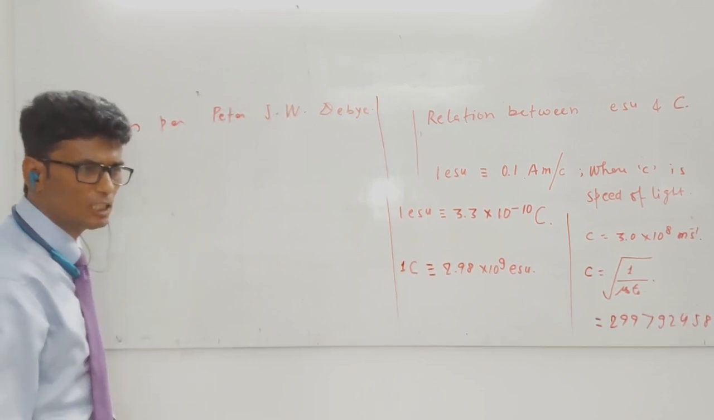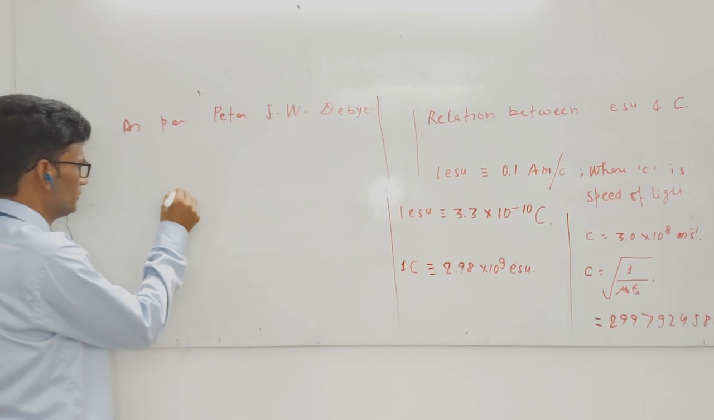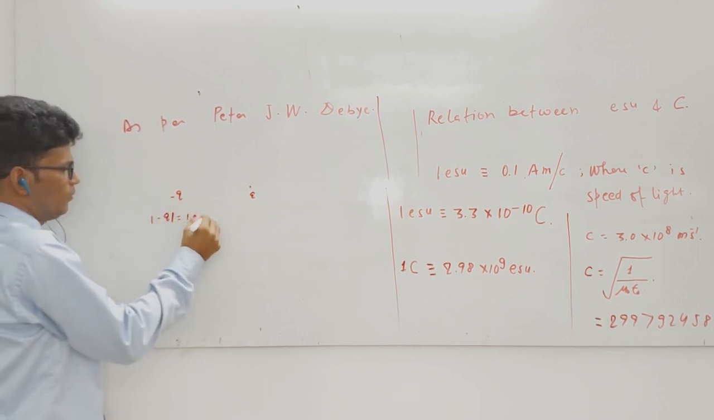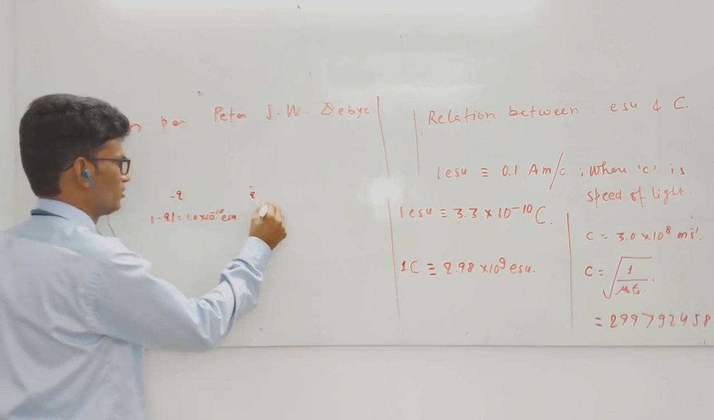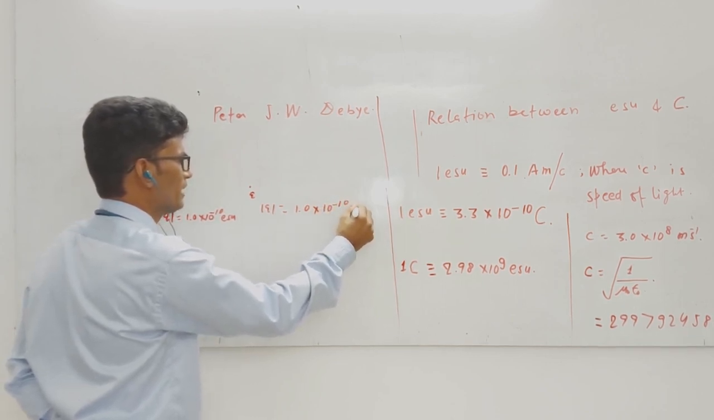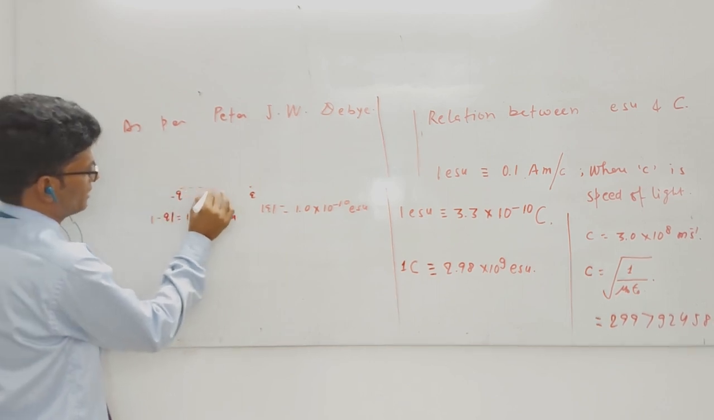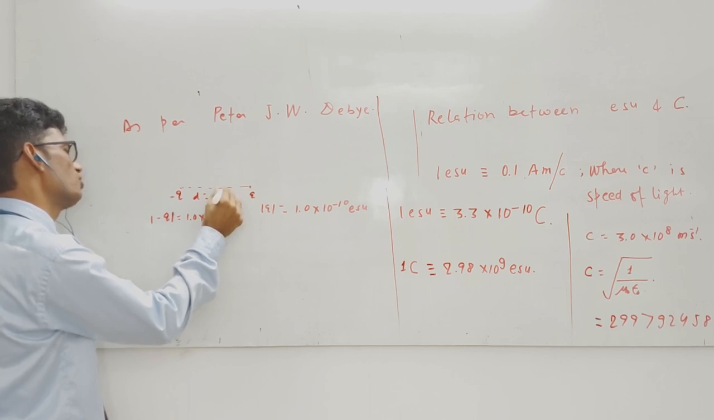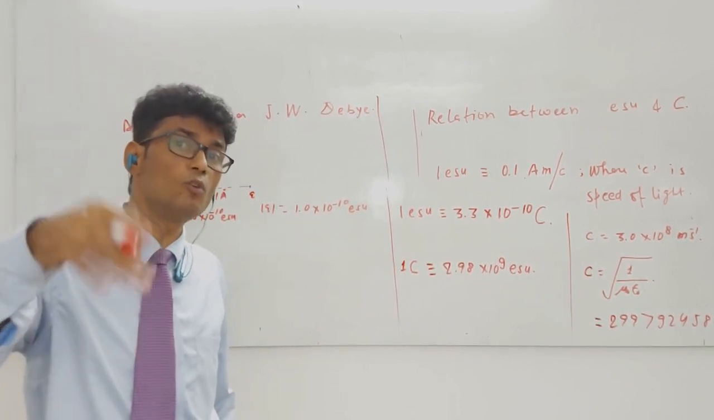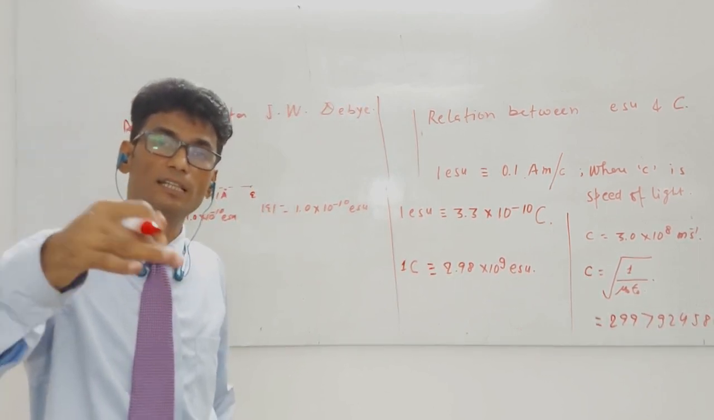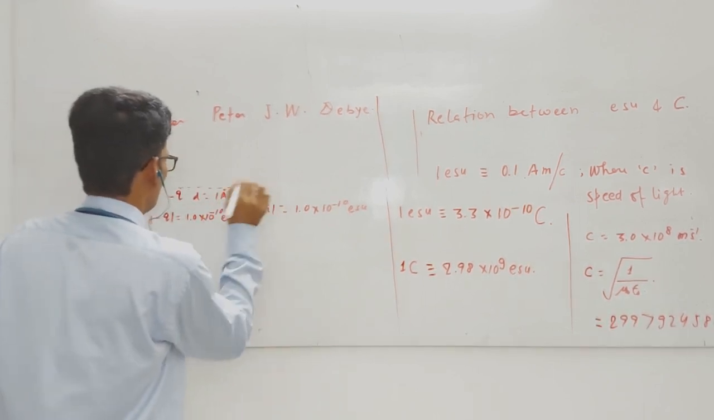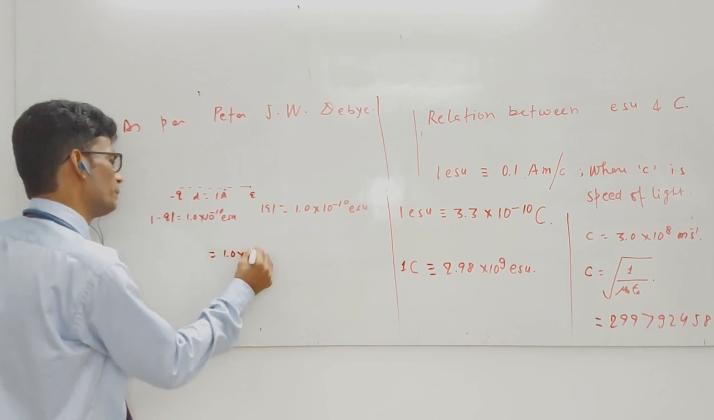If we have two equal and opposite charges of magnitude minus Q and Q, the magnitude of this is 1.0 × 10⁻¹⁰ electrostatic unit, and mod Q is Q because Q is positive. This is 1.0 × 10⁻¹⁰ electrostatic unit, separated by a distance d = 1 angstrom. The angstrom is nowadays obsolete, no longer in use as per the guide of IUPAC. We all know 1 angstrom is 1.0 × 10⁻⁸ centimeter.